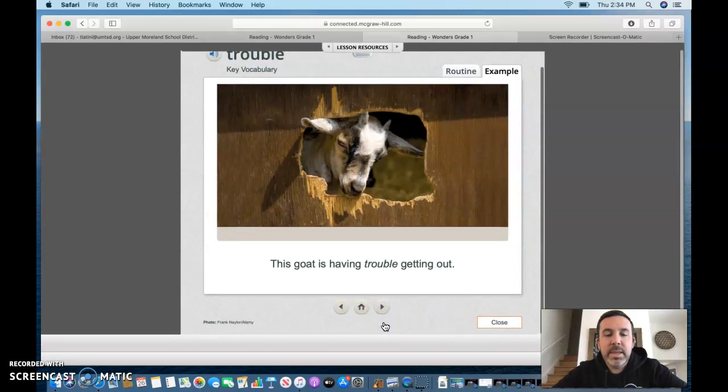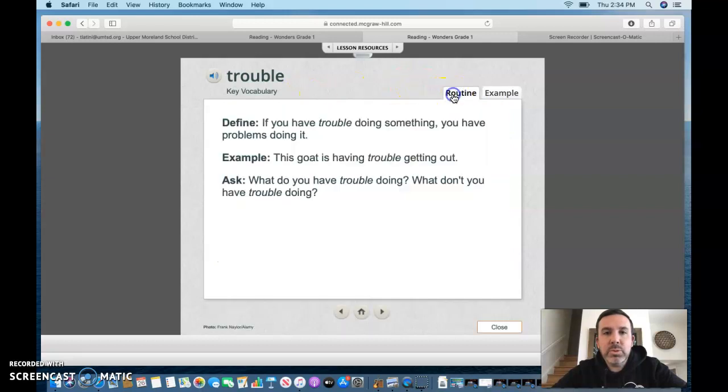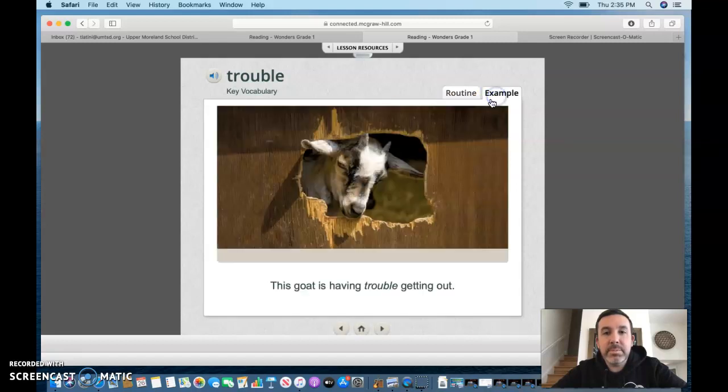Great job. Now, here we have our first key vocabulary word. This is the word trouble. The sentence says, this goat is having trouble getting out. Now, I would like you to use this word trouble, and I would like you to write it in your own sentence a little bit later. Again, this is the word trouble. And the word trouble, as you can see here, means if you have trouble doing something, you have problems doing it. And the example shows that this goat is having trouble getting his head out of there.